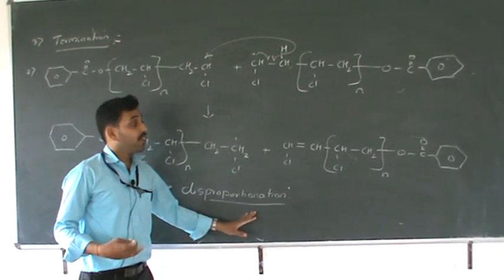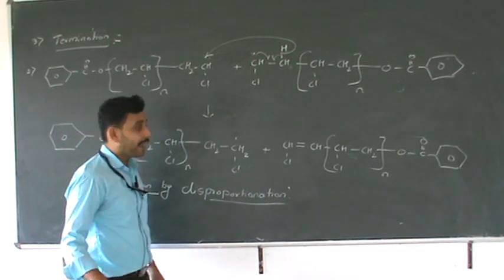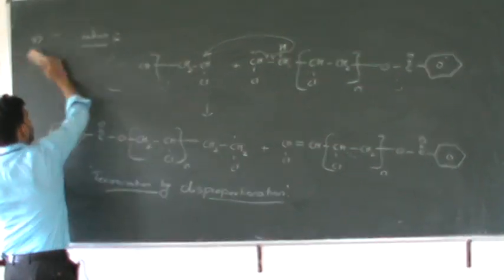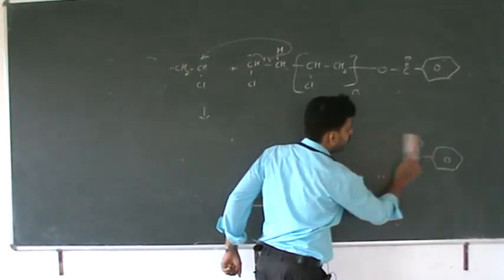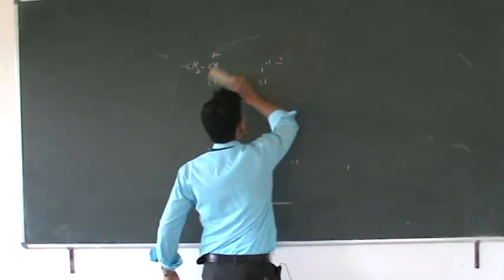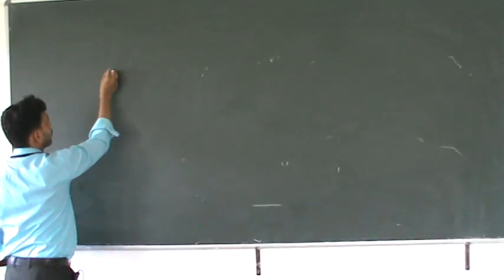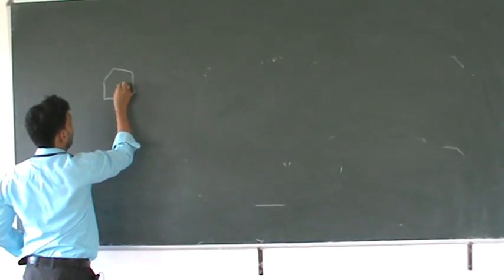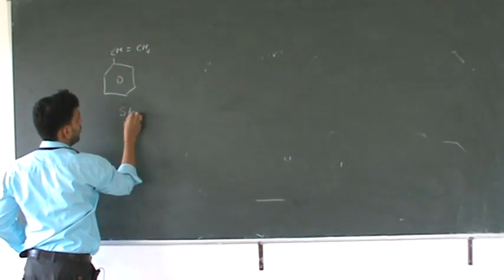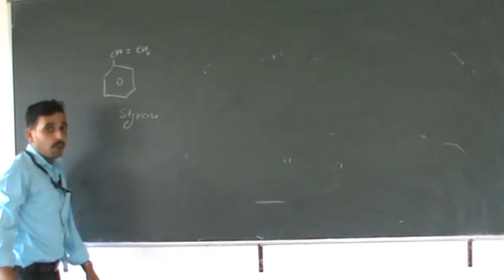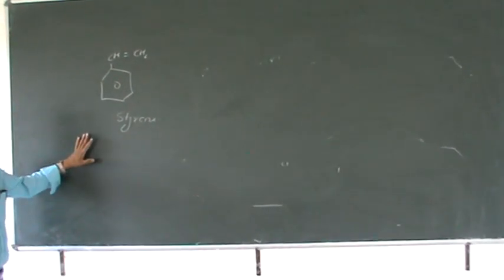So what type of monomer can be polymerized under free radical? It includes all types of vinyl monomers like C double bond C, ethylene, vinyl chloride, or some other monomers like styrene, CH double bond CH2, that is called styrene. These types of monomers can be polymerized under free radical polymerization techniques.